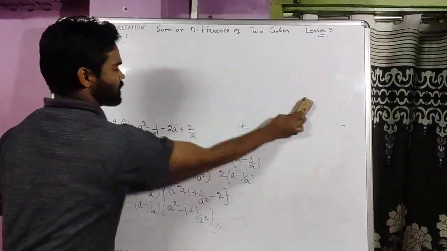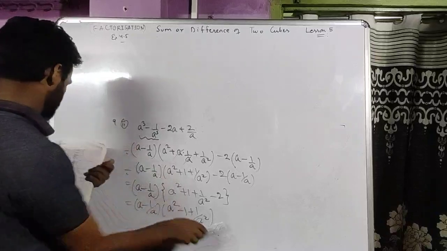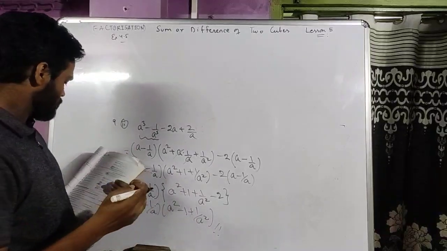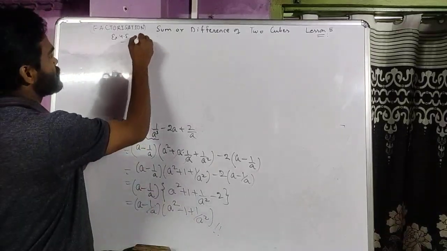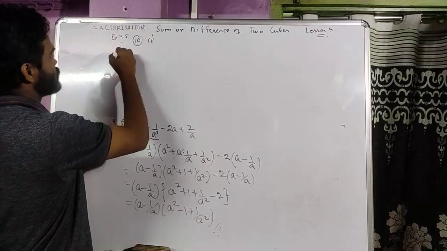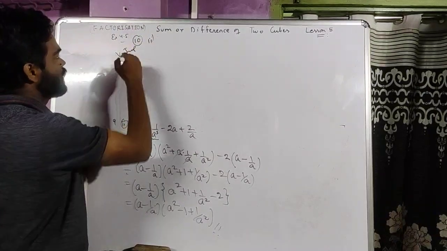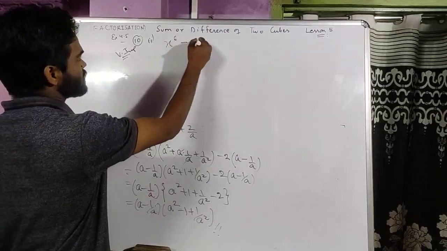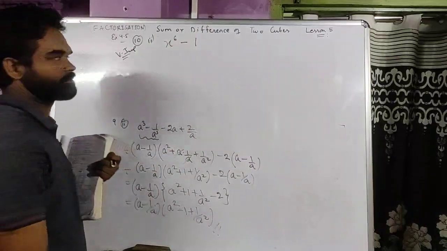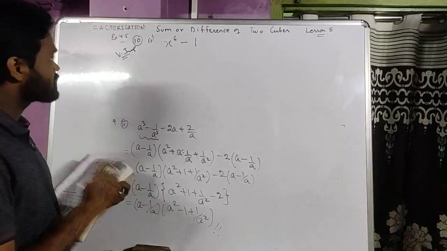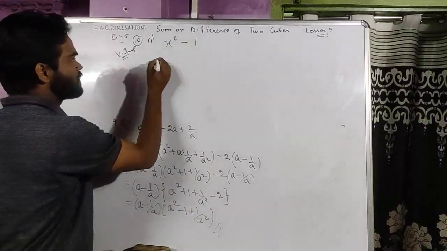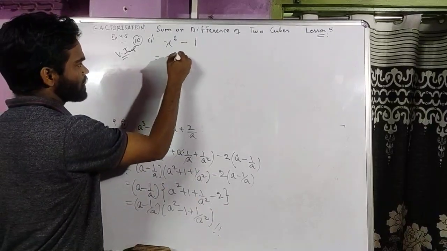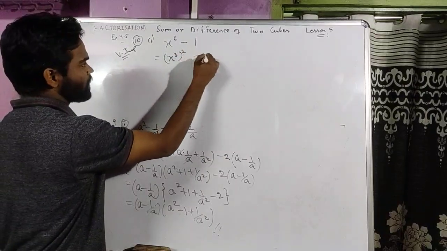Now we'll move to sum number 10 part 2. Yeah, this is a very important sum. Again, an important sum. This is x to the power 6 minus 1. Now, can I write this as x cube whole square minus 1 square?